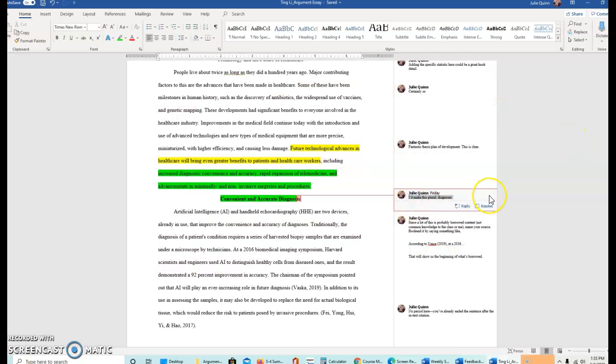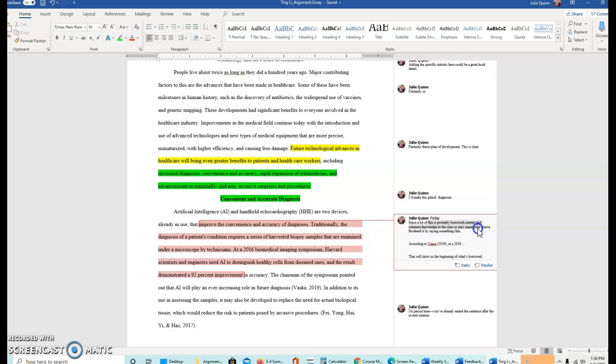And I said, hey, why don't we just make it plural by saying diagnoses, because of course millions of people get diagnoses every year in the United States, or even in the world, if we're going to make this a world future paper. So I said, since a lot of this is probably borrowed content and not common knowledge for the class, just name your source and bookend it.